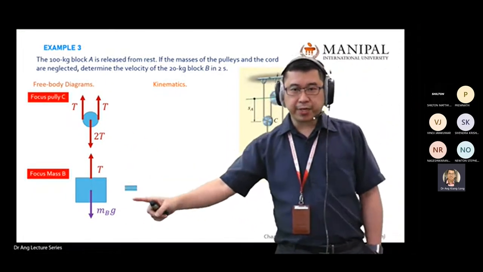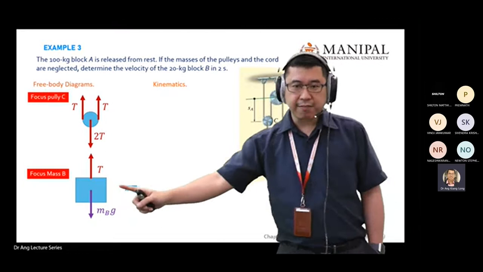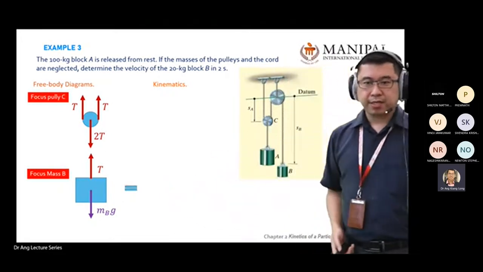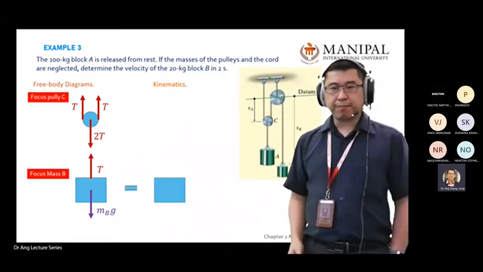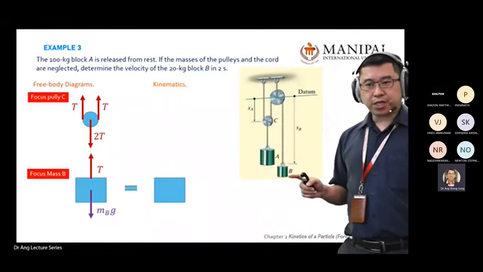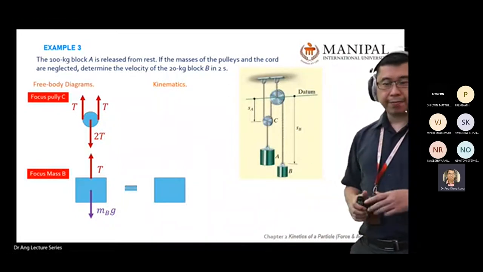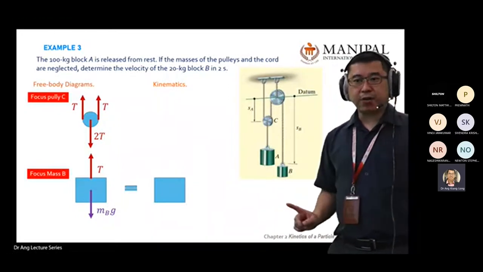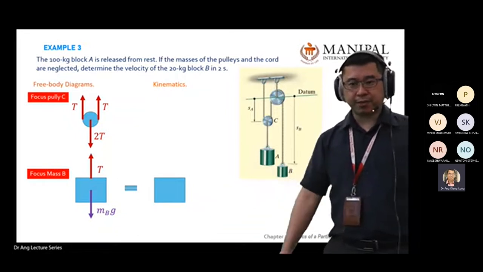Okay, then you do the same. You have done the free body diagram, now you do the kinematics, F equal to MA. So just draw the body and then put in the motion of the body. What do you think? The motion MA, going up or going down for B? What do you think?